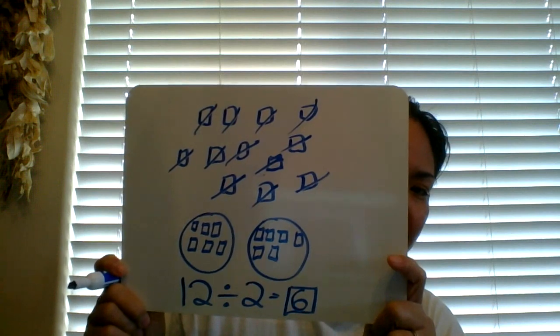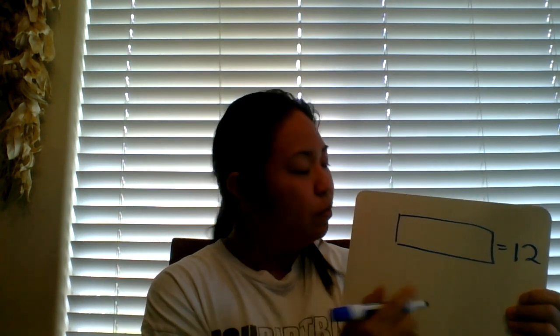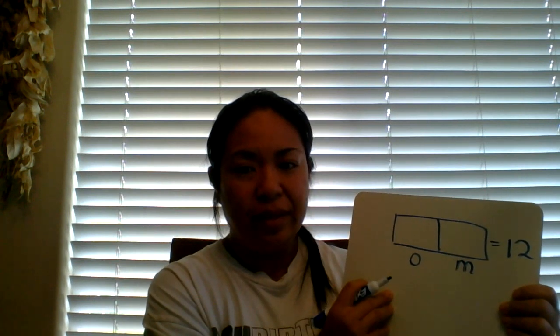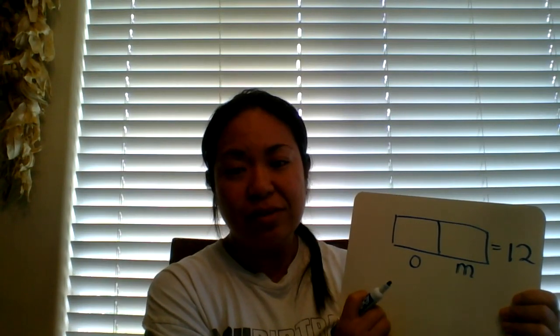Now, what would that look like if I were to create a bar model? Now, remember, the bar model looked something like this, right? And then we split it up into however many groups we had, and we put the number in there. Now, if I were using this as a division problem, it would look something like this. Oliver has 12 Pokemon cards, and he wants to share those 12 Pokemon cards between him and Manuel. How many cards would each boy get?